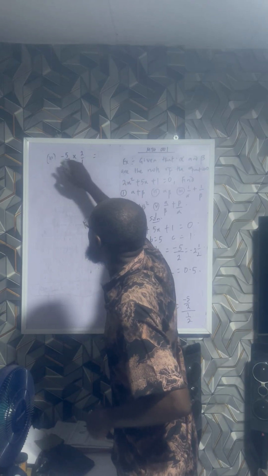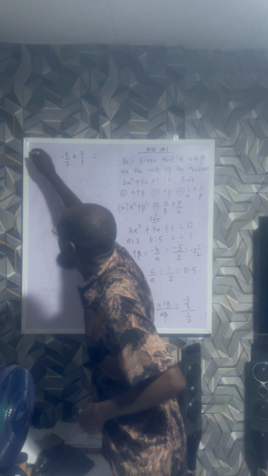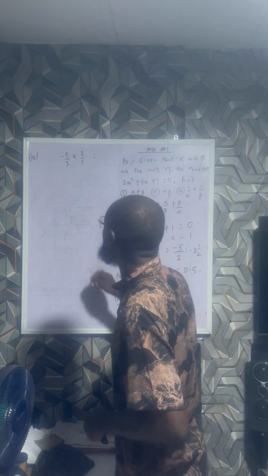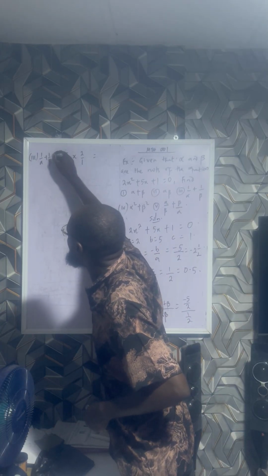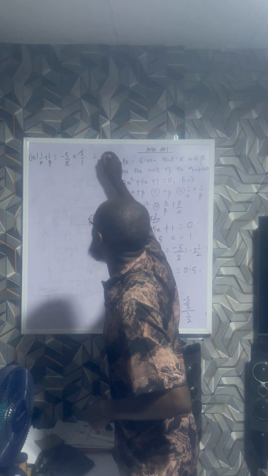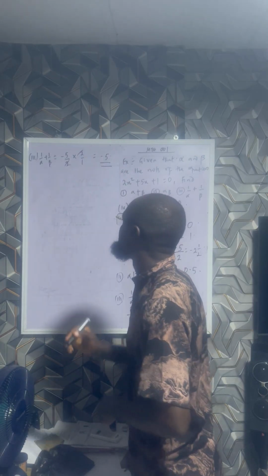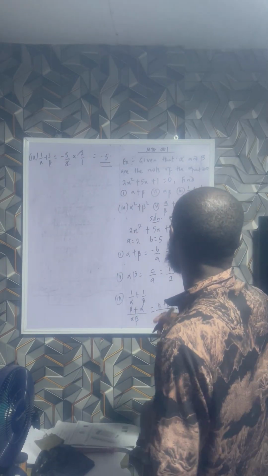So my answer, this number 3, and we are solving for what? 1 over alpha plus 1 over beta will now be, this cancelling out this, minus 5. That's minus 5.